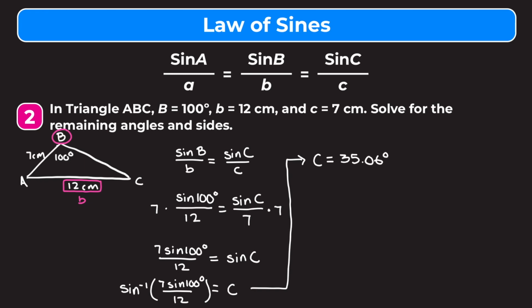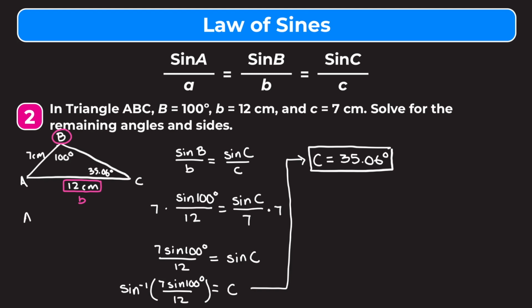35.06 degrees. And you want to mentally check that angle C should be less than angle B. Because side B is less than side C, we know that angle C should be smaller than angle B. So we know our answer is probably in the ballpark. So I'm going to box that up. We get angle C is equal to 35.06 degrees. And now let's solve for angle A. So let's write 35.06 here. And down here we'll solve for angle A.